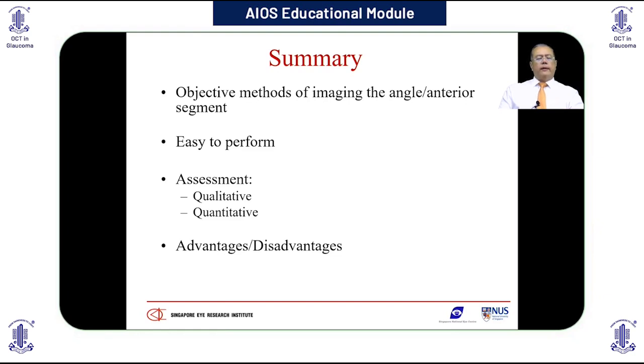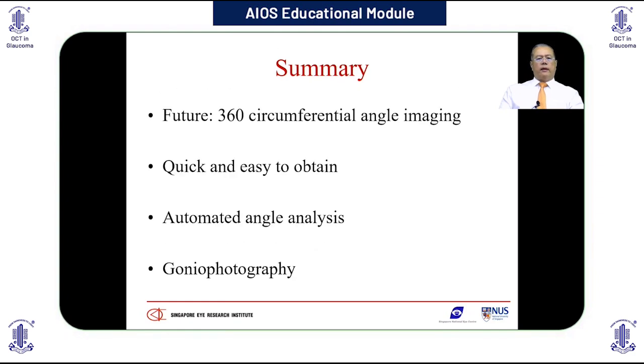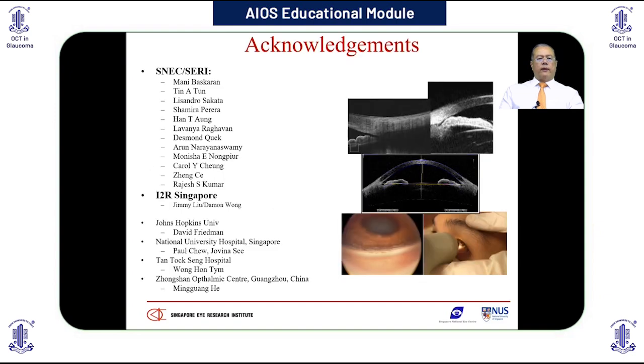So in summary, there are many objective methods of imaging the angle and anterior segment. Many of these are easy to perform, and you need both qualitative and quantitative analysis. There are different advantages and disadvantages associated with each method. The future of angle imaging will rely on 360-degree circumferential angle imaging with automated angle analysis. And there's also the potential of using Gonioscopic photography to document the angle using photographic methods.